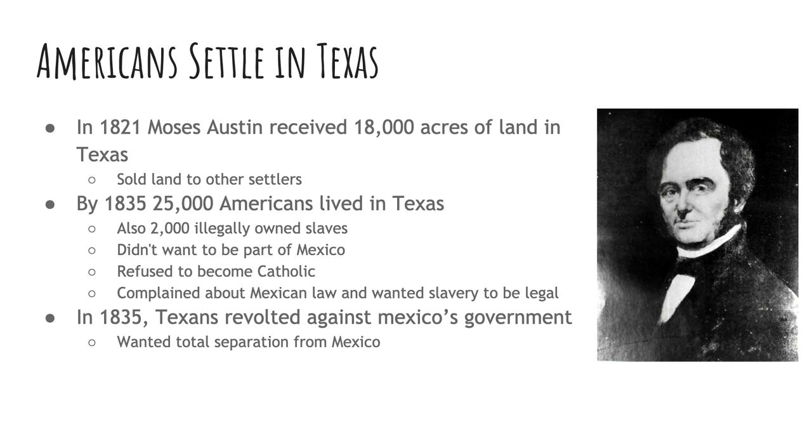By 1835, 25,000 Americans lived in Texas. So more and more people are coming over to Texas. They're settling here and they're making it basically their own kind of community. They also, however, brought with them 2,000 slaves. And remember that slavery was illegal in Mexico. So bringing these slaves over was not part of the deal. They were not allowed to bring slaves, but they were still bringing them in illegally.